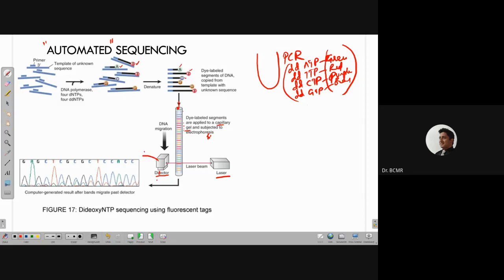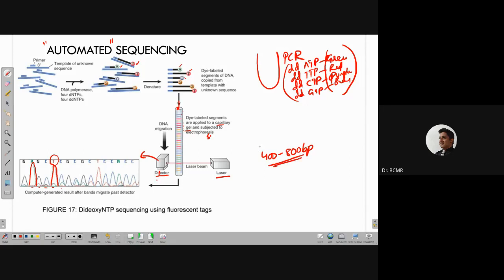So the computer will build a chromatogram, you can think of it like that, which will tell about the intensity as well. Sometimes you may have contaminating molecules, which may also show up. But the highest peak is what the program will take as the base in that location. Using this dideoxy or automated sequencing, based on Sanger's method, about 400 to 800 or so, or 600 base pairs can be read per reaction.